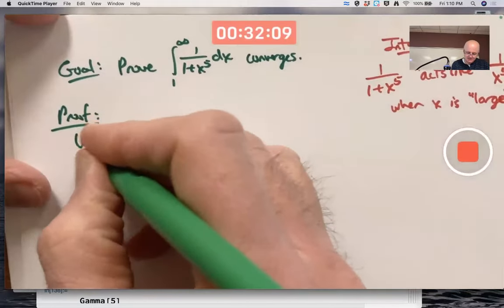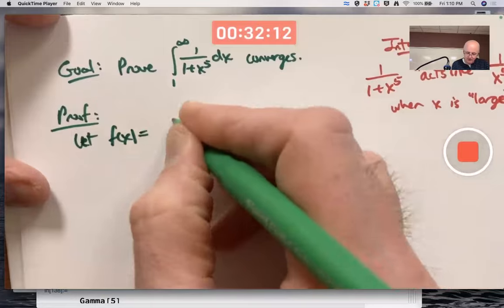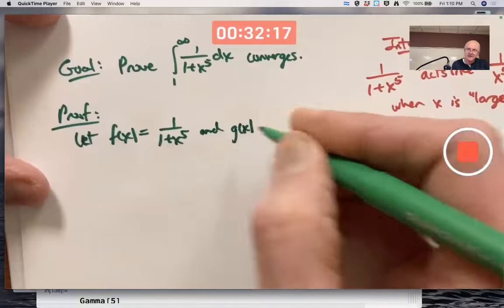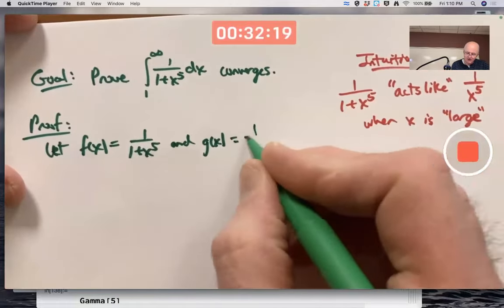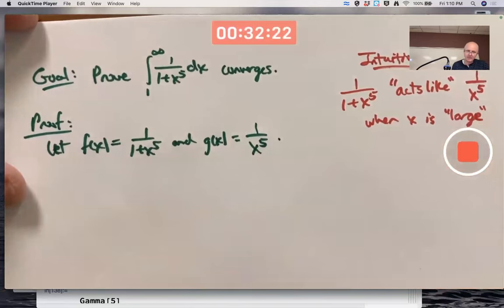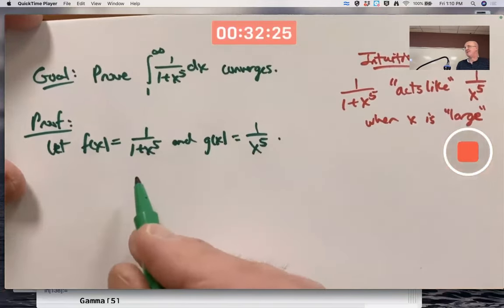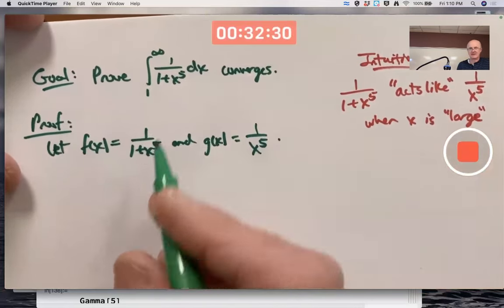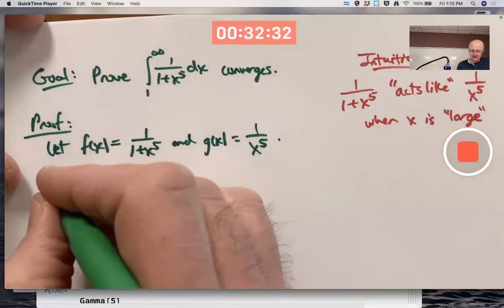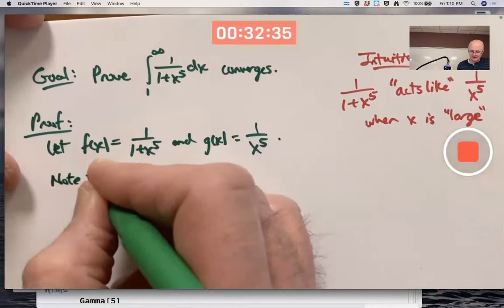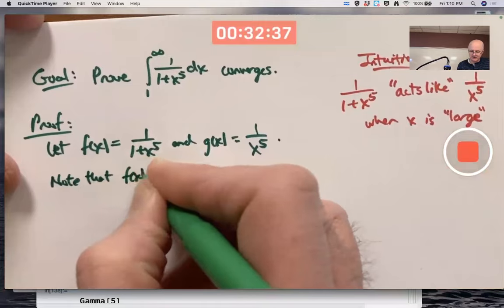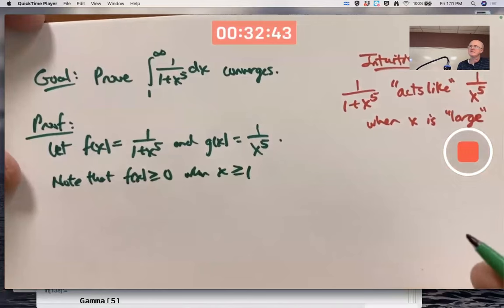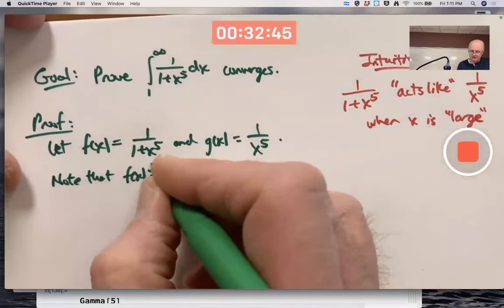Let f of x be the function I'm integrating, 1 over 1 plus x to the 5th, and g of x be the other function that it acts like, 1 over x to the 5th. Pretty clearly, f of x is positive when x is positive, or in particular when x is greater than or equal to 1. Note that f of x is greater than or equal to 0 when x is greater than or equal to 1. In fact, I can even say strictly greater than 0 there.